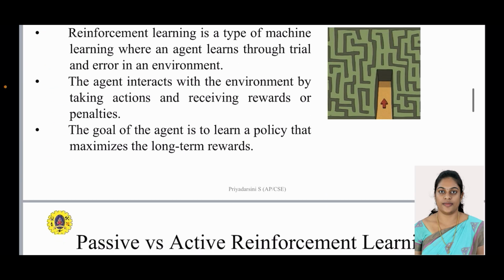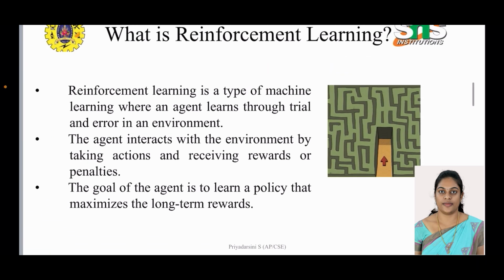What is reinforcement learning? Think of reinforcement learning like training a dog. The dog acts as an agent here, interacting with the environment, which is the world, by taking actions like fetching the ball, sitting, standing, running, etc. The trainer, who is considered part of the environment, provides rewards like treats or praise, or penalties like scolding, based on the dog's actions. The dog learns through trial and error to perform actions that lead to rewards.